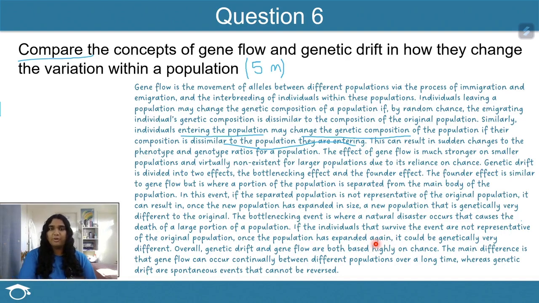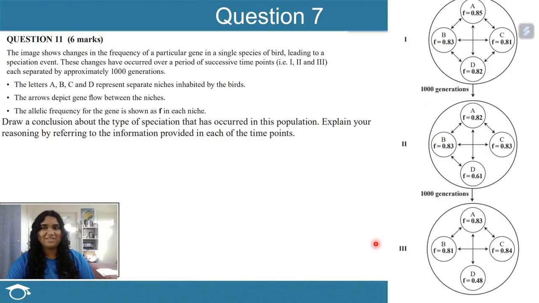Overall, both genetic drift and gene flow are extremely dependent on chance, but the main difference is that gene flow can occur continually between 2 populations over time, whereas genetic drift is spontaneous, caused by a stimulus, and it can't be reversed. So, if you have any major questions about that, pop them in the chat. I'll try and explain it a little bit better using examples, but hopefully that makes sense.